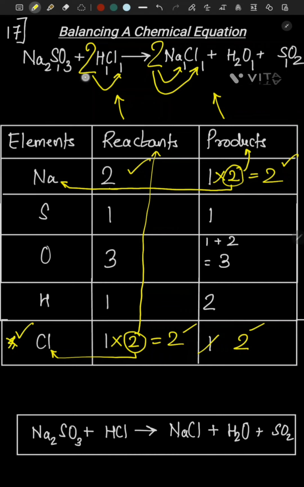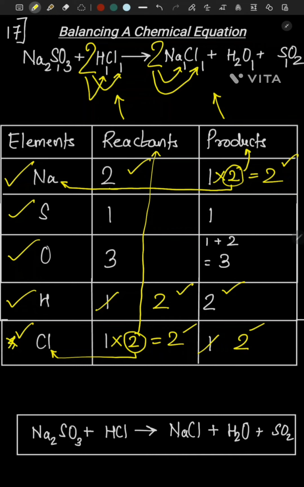Now this 2 is equally distributed for both, as we have seen for so many reactions. So hydrogen will also change from 1 to 2. As it changes to 2, we see on the reactant and on the product side, hydrogen also got balanced. Hence, on comparing, we find sodium 2 and 2 balance, sulfur 1, 1 balance, oxygen 3, 3 balance, hydrogen 2, 2 balance, chlorine 2, 2 balance.